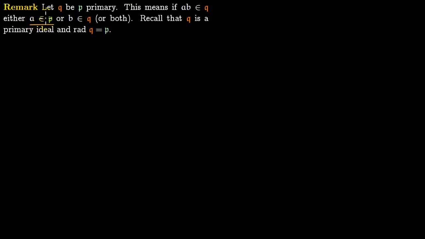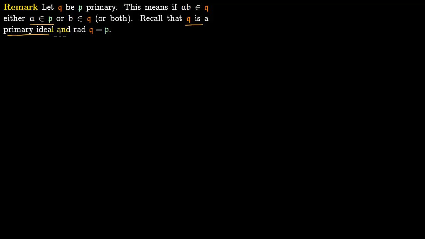This would imply either A lies within P because Q is P primary, or B lies within Q. So this is the definition we are going to use whenever we want to prove some ideal Q is P primary. Now recall that Q is a primary ideal and the radical of Q is precisely this P right here. So that is what Q being P primary means: the radical of Q is P and Q is primary.